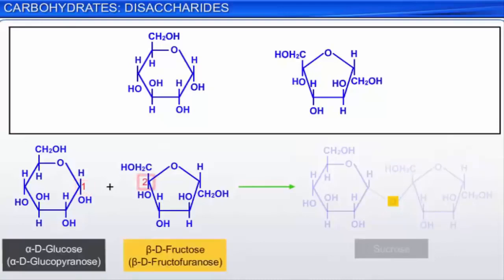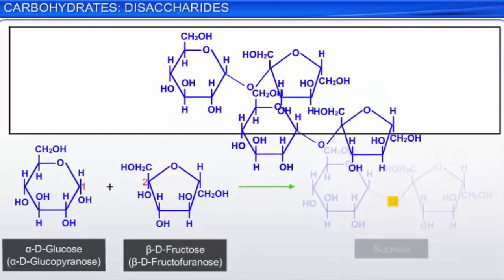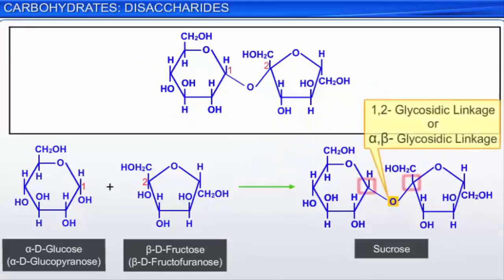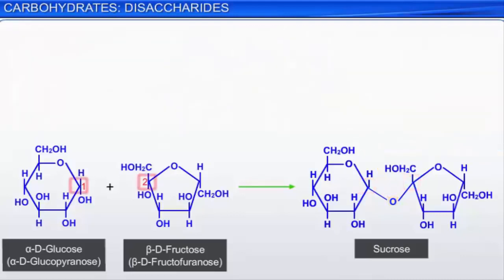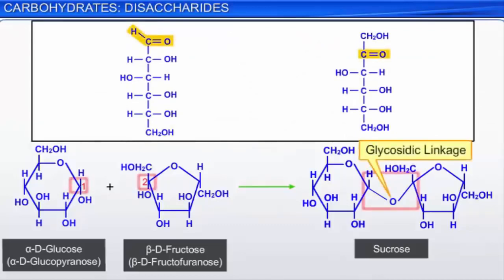the C2 of beta-D-fructofuranose. Note that the loss of a water molecule results in the formation of a 1,2 glycosidic linkage, or alpha-beta glycosidic linkage. Thus, the two carbonyl functional groups of glucose and fructose are blocked with the formation of the glycosidic linkage.